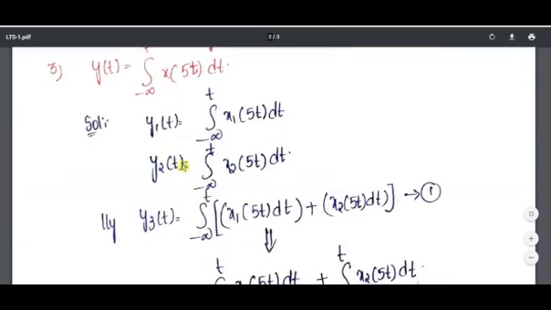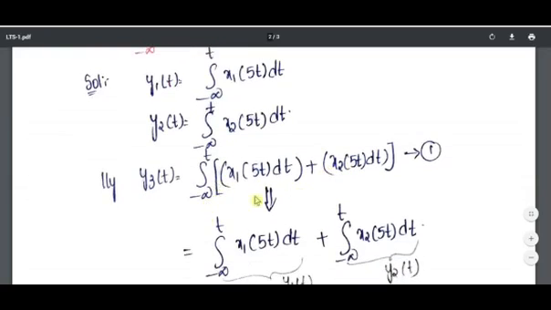So first step is what? y1, y2. This is common. We have to take for input x1 of t and input x2 of t. Now I need the overall response. So y3 of t I am writing here: integral of x1 of 5t plus x2 of 5t dt. This is the overall response.